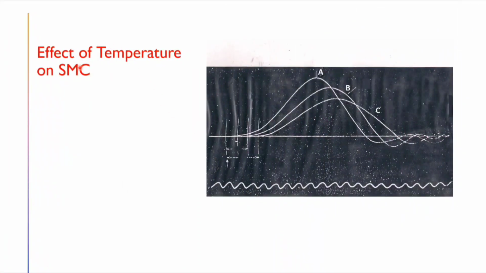So now, the effect of temperature on the simple muscle curve. This is the graph of the effect of temperature on the simple muscle curve. You can see there are 3 simple muscle curves. We will study each one of them. The B curve is the normal saline at 26 degrees Celsius. So what is happening here?